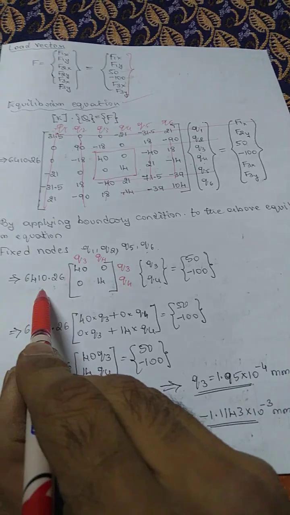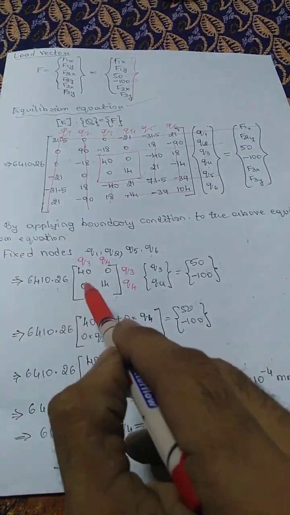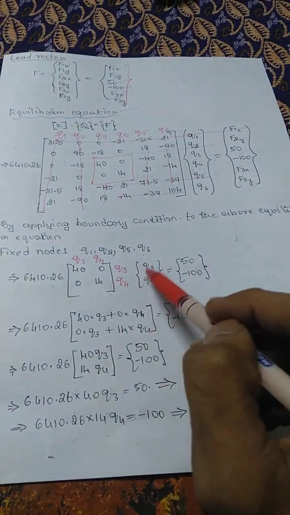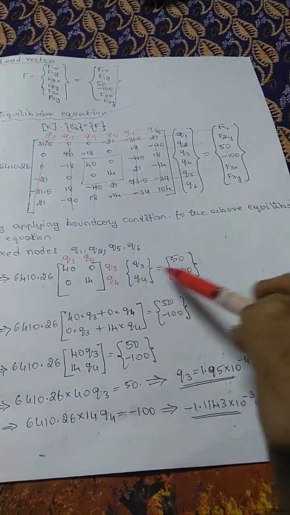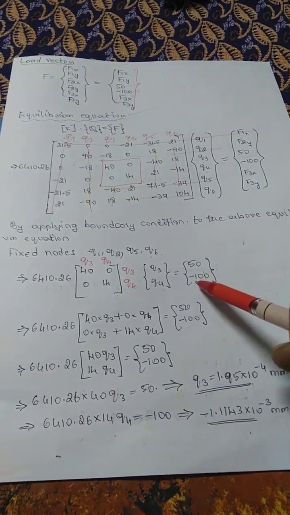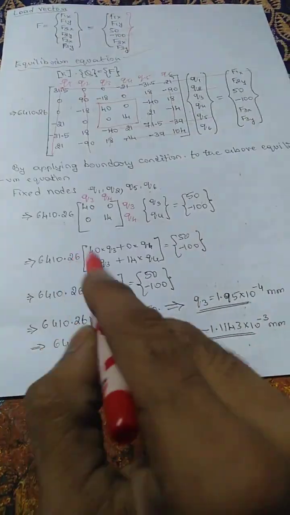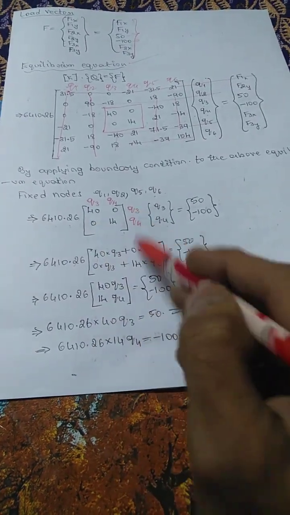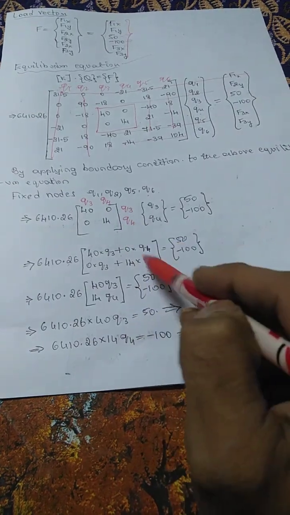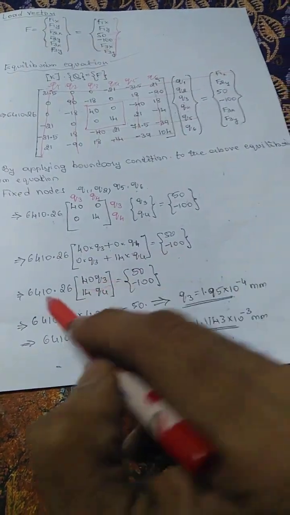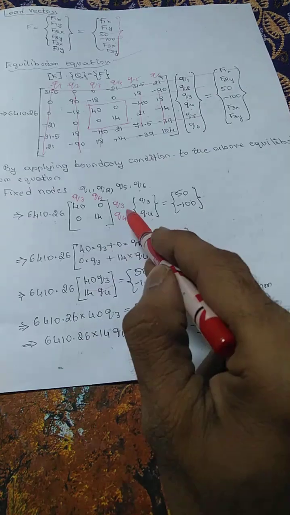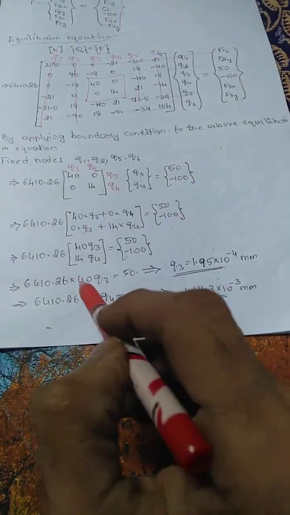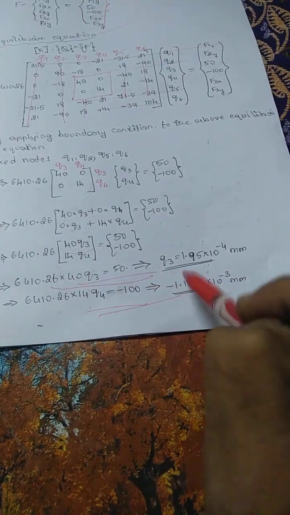So now 6420.26 into this 40 0 0 14, that is the q3, q4 displacements. 50 and minus 100 are the load vectors. Next, solve this: 40 into q3 plus 0 into q4 will be 40 q3. Same, 0 into q3 is 0 plus 14 into q4. After solving like this, you'll get these two values.